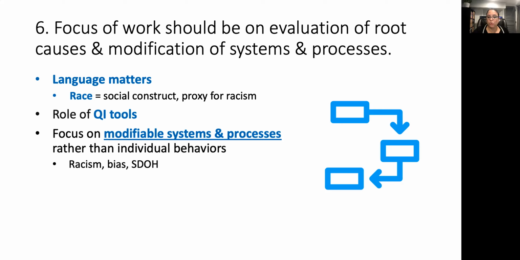You can use your QI tools to structure your evaluation of root causes. You can use driver diagrams, fishbone diagrams, and 5 whys, for example. It also helps to focus the conversation on modifiable systems and processes rather than individual behaviors. It's not about blaming patients or a group of patients, but rather thinking about racism, bias, and social determinants of health in our healthcare system and processes, specifically thinking about policies, guidelines, and practices, and how these are implemented inequitably in our systems. These conversations can often be challenging and uncomfortable, but they're necessary to address inequities and to create a culture of equity.